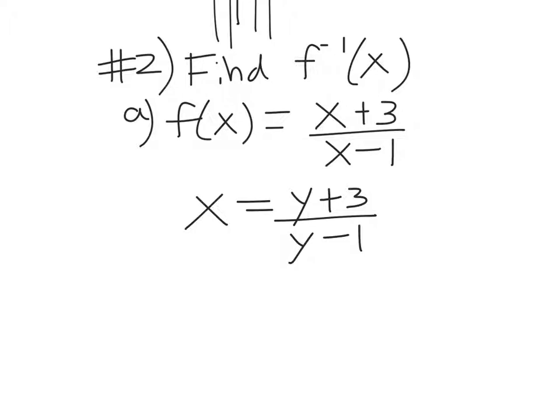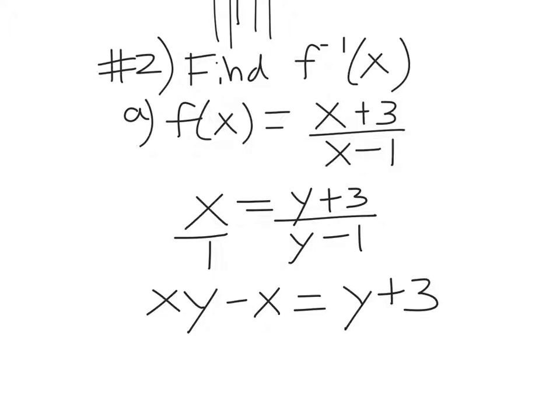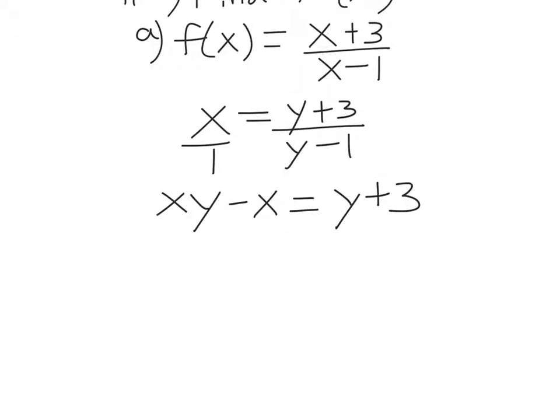So let me show you how to do this. Go ahead and put that over 1, and we're going to cross multiply. Okay? So we get xy minus x equals y plus 3. Cross multiply, xy minus x, don't forget to distribute, equals y plus 3. And now we need to solve for y. We're going to get our y's over to one side, everything else to the other side. So let's subtract this y and add that x. Can you do that in one step? Sure. Subtract y and add x.